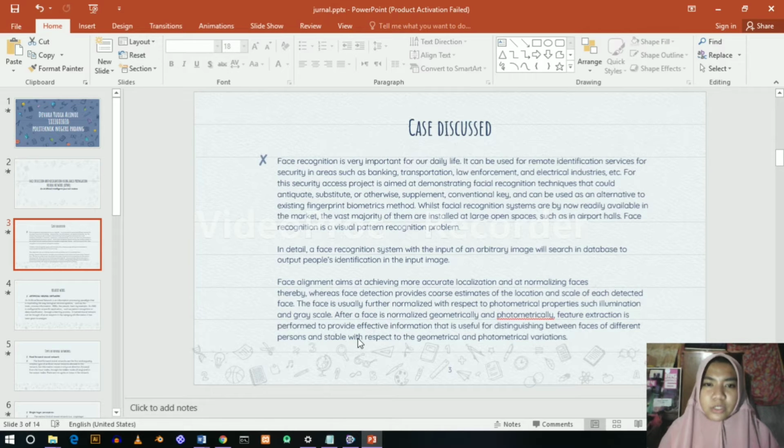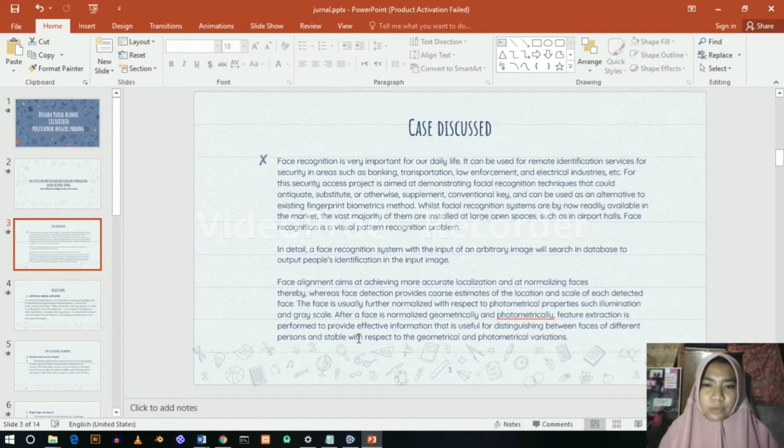Face recognition is very important for our daily life. It can be used for remote identification service, for security in areas such as banking, transportation, law enforcement, and electrical industries. This security access project is aimed at demonstrating facial recognition techniques that could antiquate, substitute, or otherwise supplement conventional keys and can be used as an alternative to existing fingerprint biometrics methods.